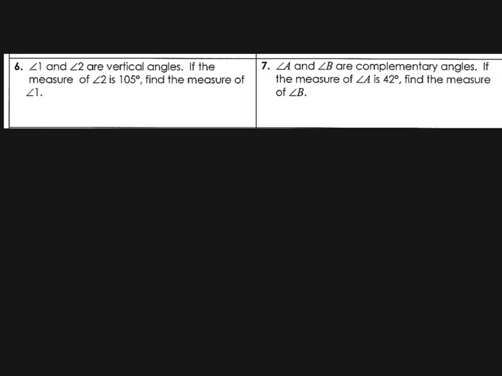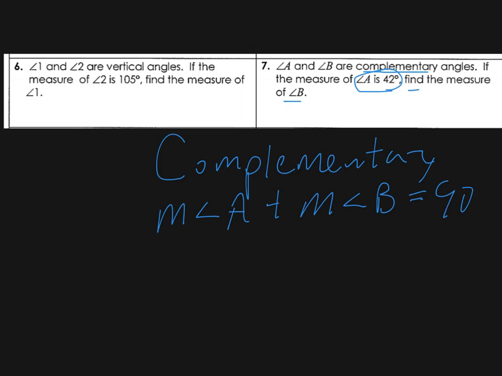Number 7, they said A and B are complementary. And if they're complementary, that means they add up to 90. Angle A is 42 degrees. Find angle B. So again, complementary assumes a 90-degree sum. So complementary is the defined relationship. My generic statement is that two angles add up to be 90 degrees if they're complementary.